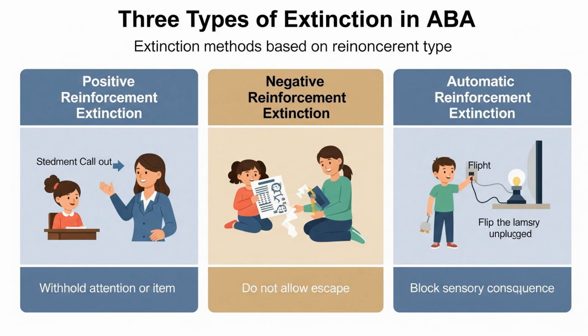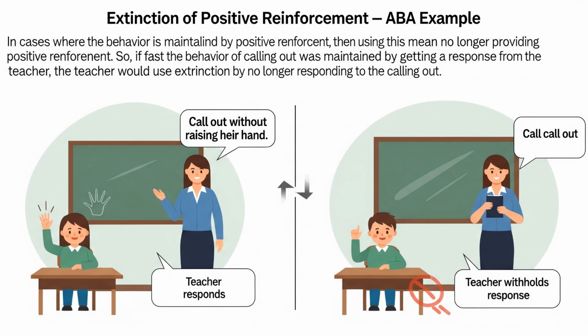There are three methods of extinction, depending on the type of reinforcement: extinction for behavior supported by positive reinforcement, extinction for behavior supported by negative reinforcement, and extinction for behavior supported by automatic reinforcement. In cases where the behavior is maintained by positive reinforcement, using this procedure would mean no longer providing positive reinforcement. So, if in the past the behavior of calling out was maintained by getting a response from the teacher, you would use extinction by no longer responding to the calling out.